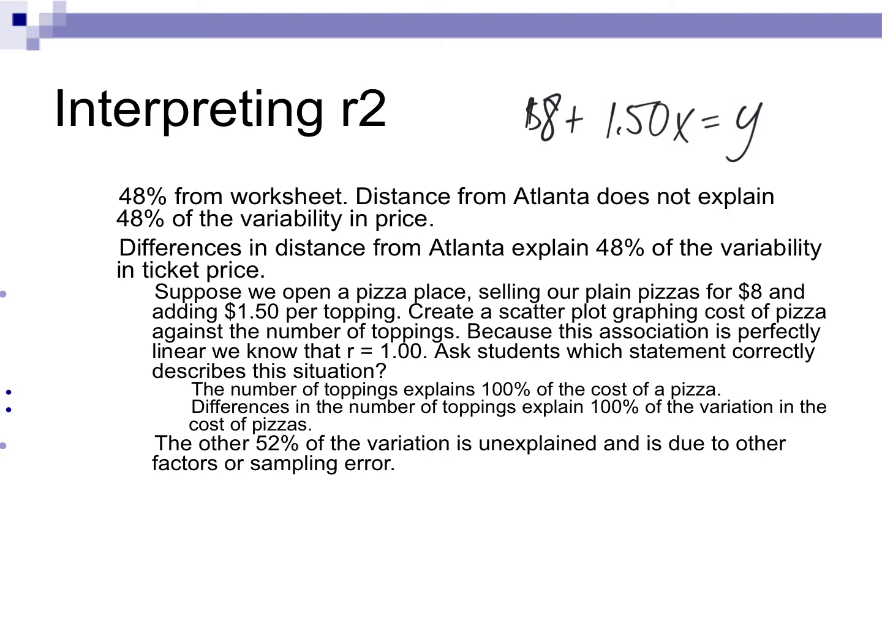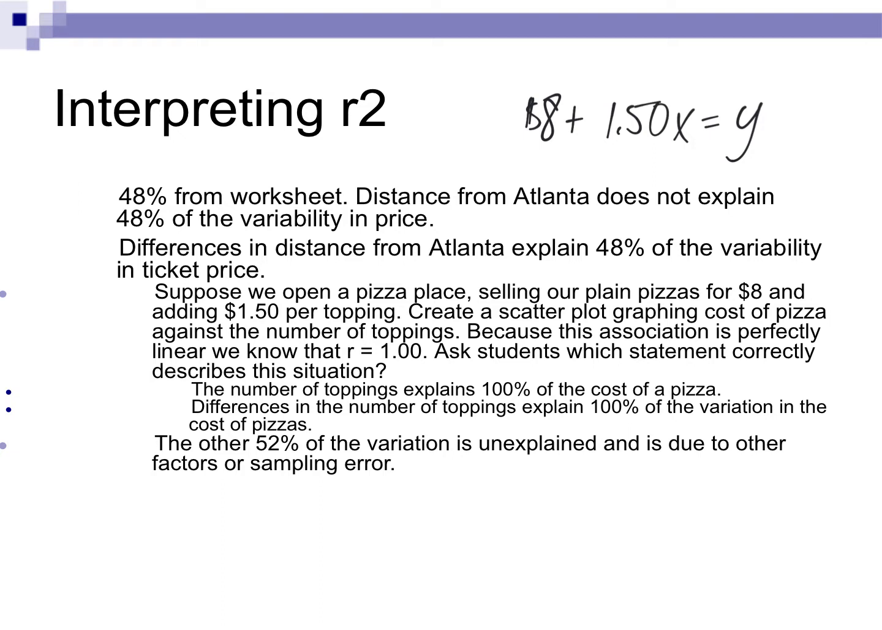We look at this distance from Atlanta and the variability in price, and only 48% of the variation in price is explained by how far you are, the changes in how far you're going from Atlanta. There are other things that they put into the cost of your ticket, not just how far you're traveling. That also means that the other 52% is explained by other variables, and it's due to other things that are unexplained, things that we maybe can explain, and also sampling error.